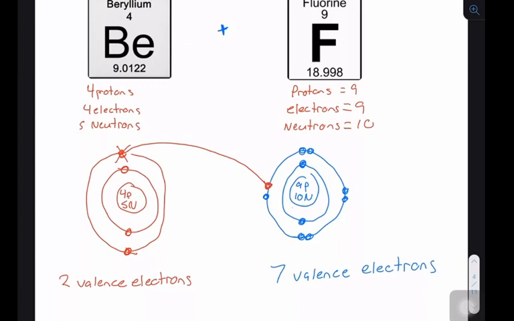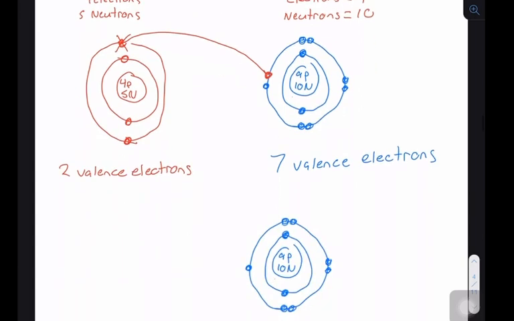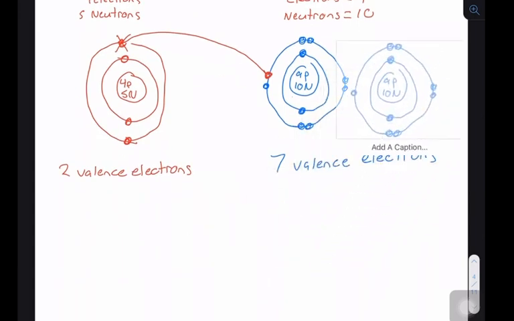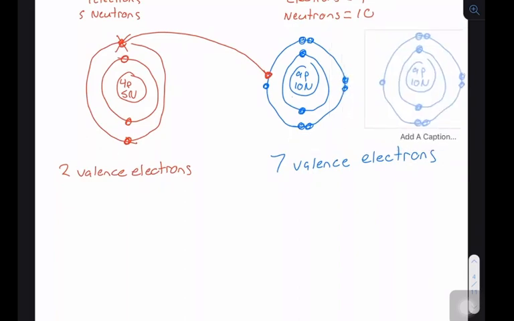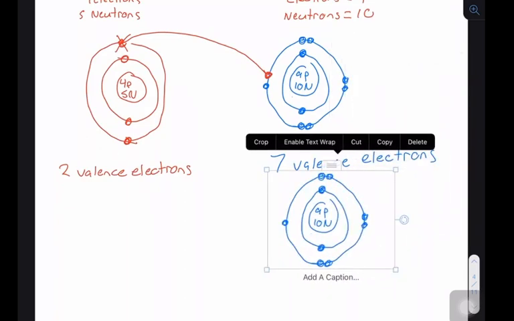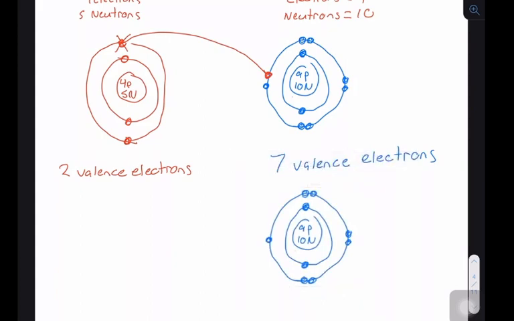But it can't give it to this particular fluorine atom because this fluorine atom now has 8 valence electrons, meaning it has a full shell. So what it will do is find another fluorine atom to give this other extra electron. So now that's gone.